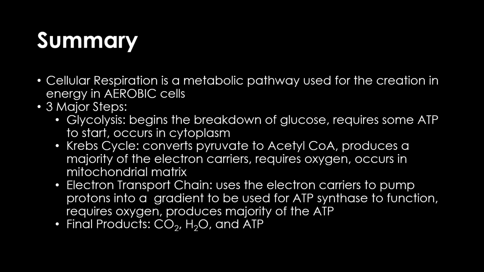The Krebs cycle converts pyruvate into acetyl-CoA, produces a majority of the electron carrier molecules, requires oxygen, and occurs in the mitochondrial matrix. Finally, the electron transport chain uses the electron carrier proteins to pump protons into a gradient to be used by ATP synthase. This step requires oxygen and produces a majority of the ATP in cellular respiration. The final products of the entire process are carbon dioxide, water, and ATP.